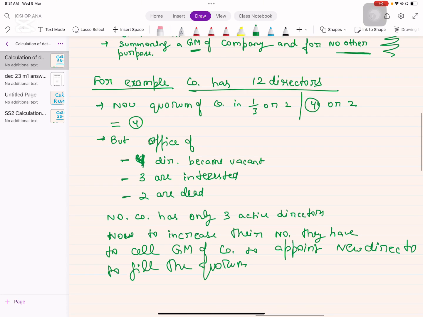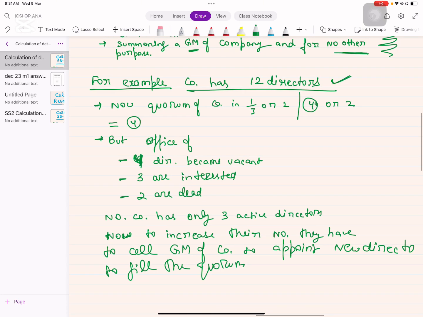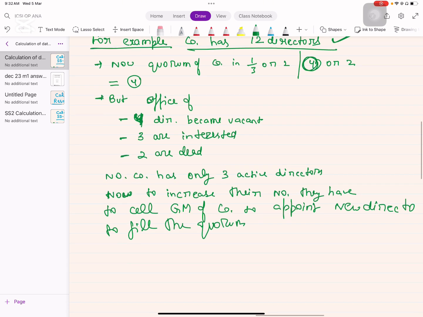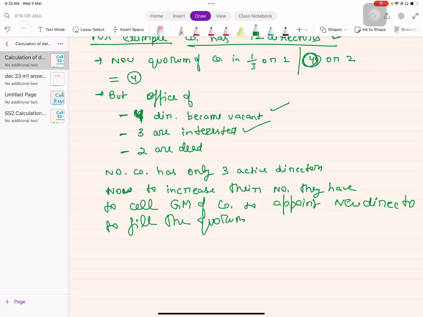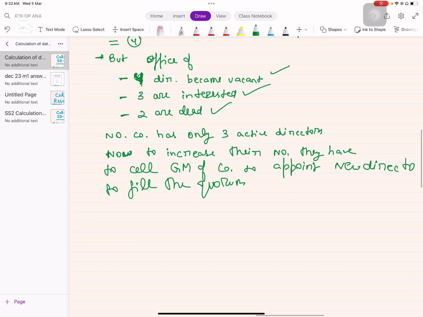Now, for example, a company has 12 directors. Now the quorum of the company is 1/3 or 2, hence the quorum of the company is 4. But the offices of 4 directors become vacant, 3 are interested and 2 are dead. Now the company has only 3 active directors. Now these 3 directors can carry on the business of the company, but they cannot make any decision as a whole. I mean, they cannot make a decision which requires the consent of the board of directors in a board meeting where a valid quorum must be present.